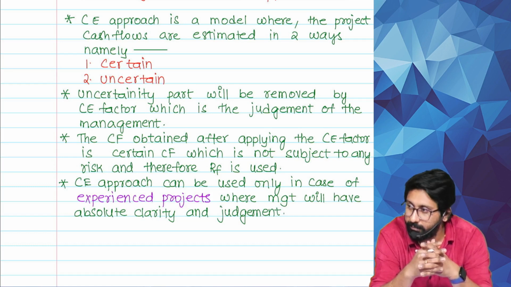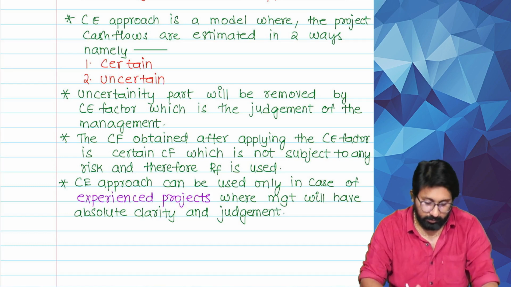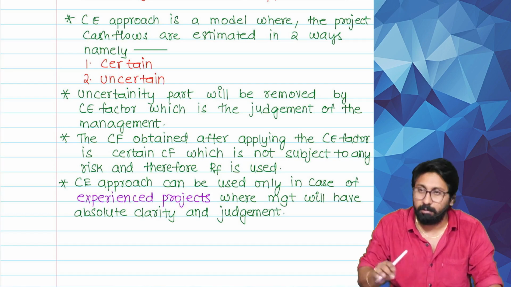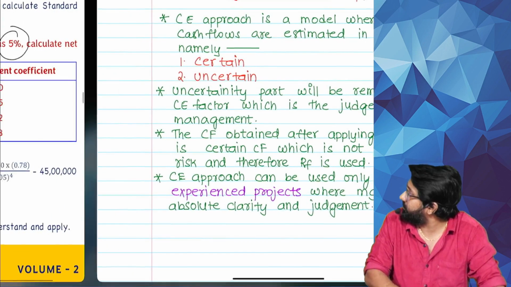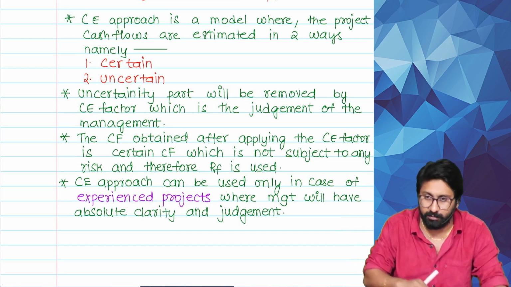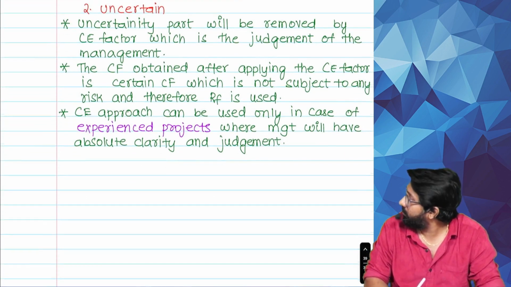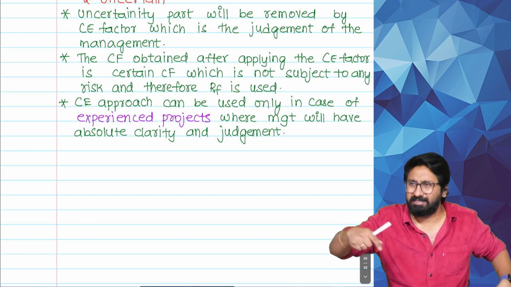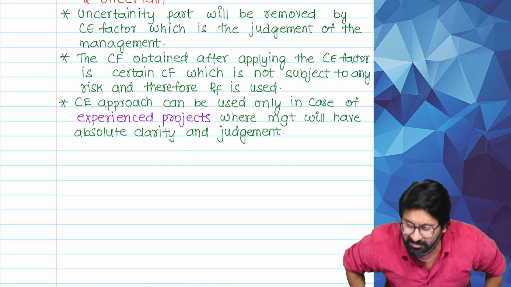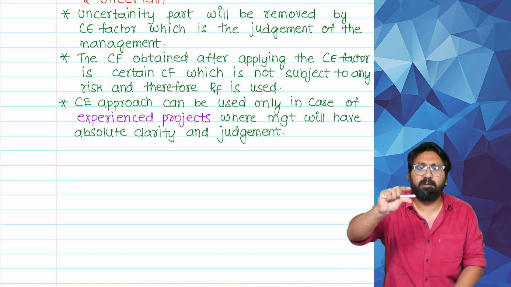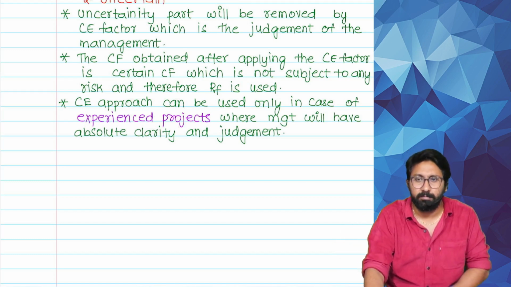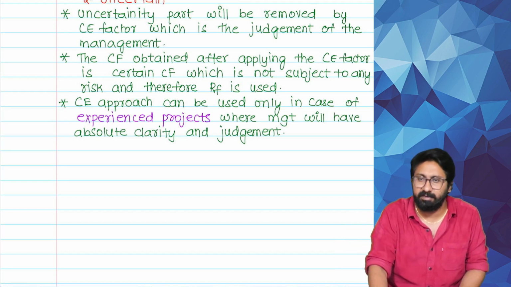Completed. So let us start doing the problem now. But before going into that, see the completed up to here. By the time others write down, answer one question. Certainty equivalent factor will be decided by whom? Management has to decide on the basis of the experience.